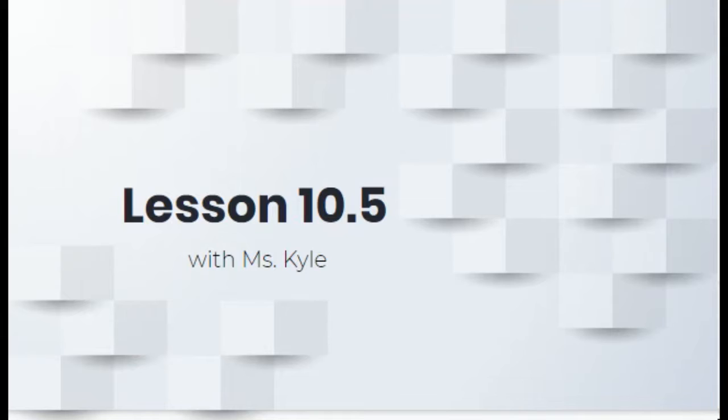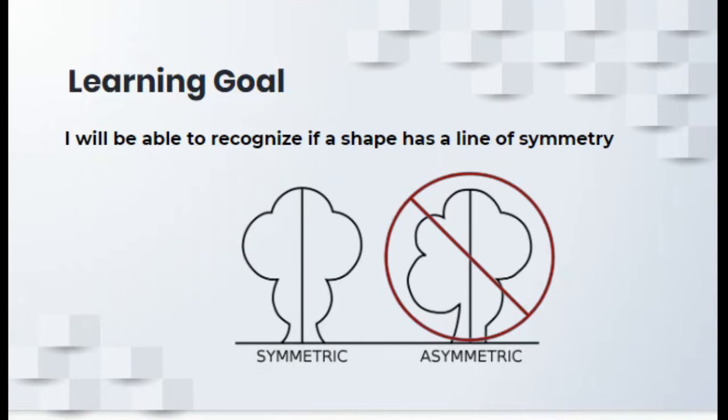As I said, we are on lesson 10.5 today. Let's take a look at what we are going to be focusing on. Here we have our learning goal. Go ahead and read that learning goal to yourself, and then I will read it aloud with you. All right, my turn. I will be able to recognize if a shape has a line of symmetry.